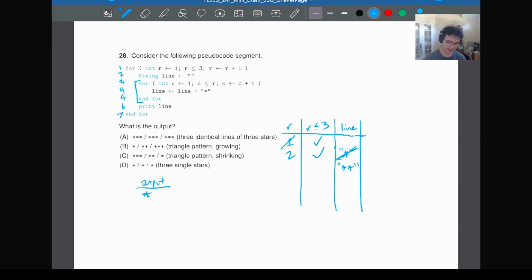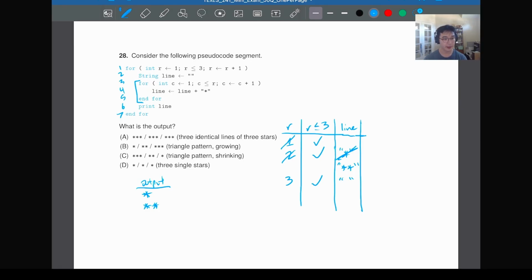I go to line 6 and I print line. So out prints that. And then I go to line 7, which is the end of the outer for loop. And now I go all the way back up to R is R plus 1. So R is 3. And then I ask, is 3 less than or equal to 3? That is true. So I now have line is now a blank string right here.